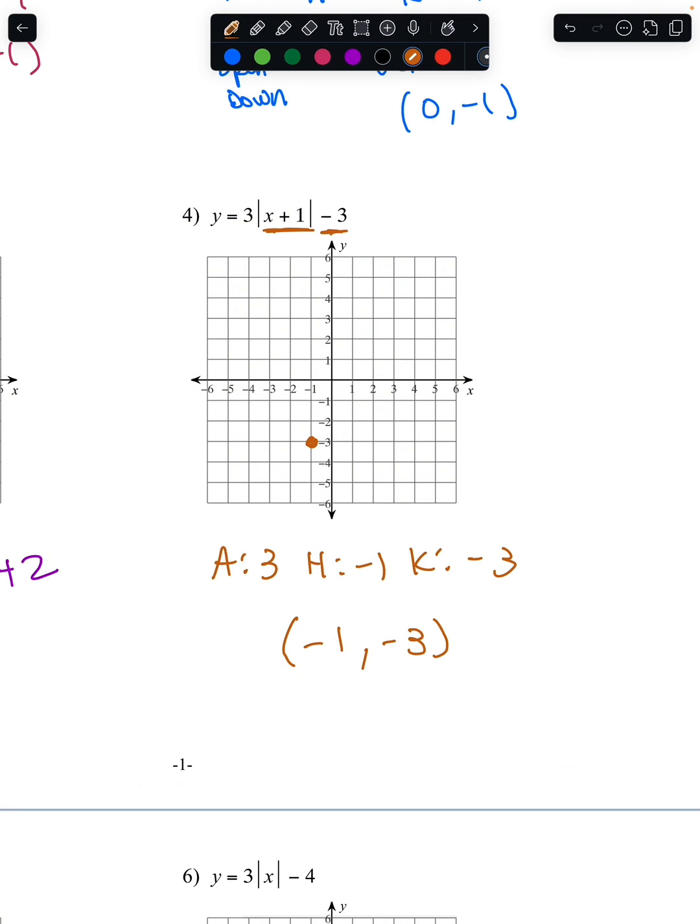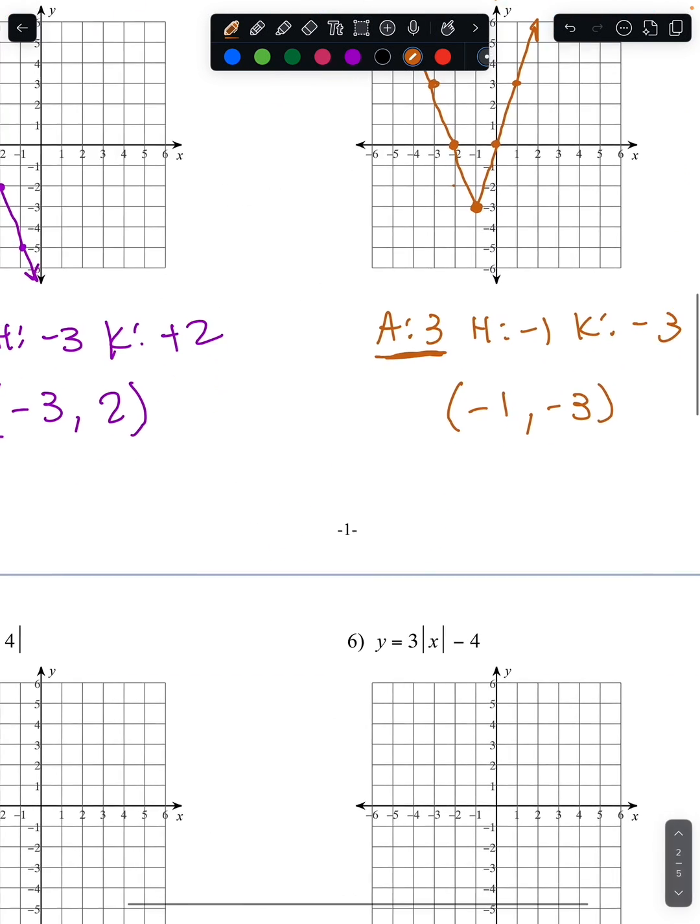And because it's positive, I'm going to go over 1 up how many? What do you think? If you said over 1 up 3 because A is 3, that is right. Over 1 up 1, 2, 3. Over 1 up 1, 2, 3. Over 1 up 1, 2, 3 again. And this is that one. All right, moving along.